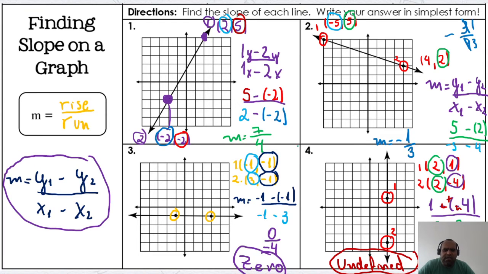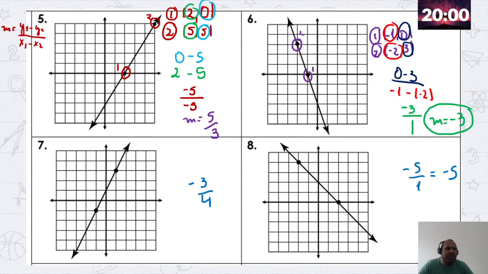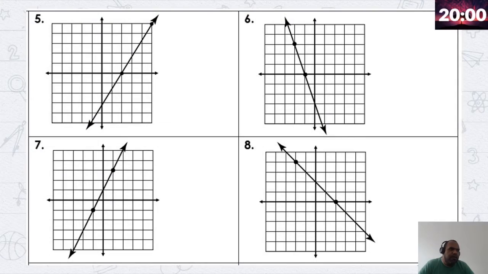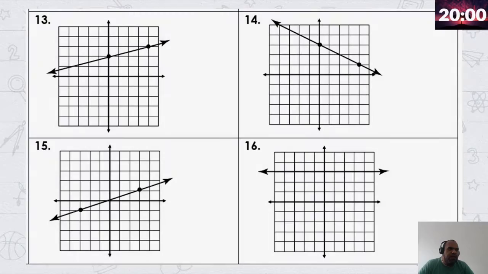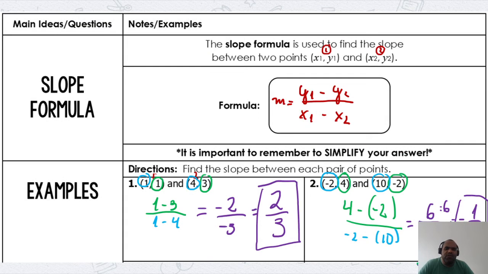Guys, the other ones I did in the classroom. Here's the same idea, the same thing. Remember to check the points, the position, where to solve it. Here, guys, we did this in the classroom too, the slope formula.